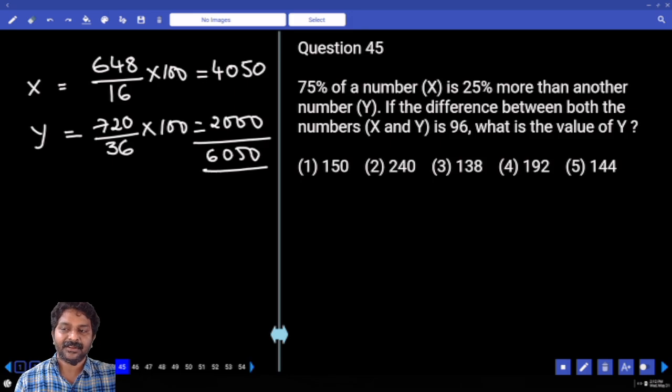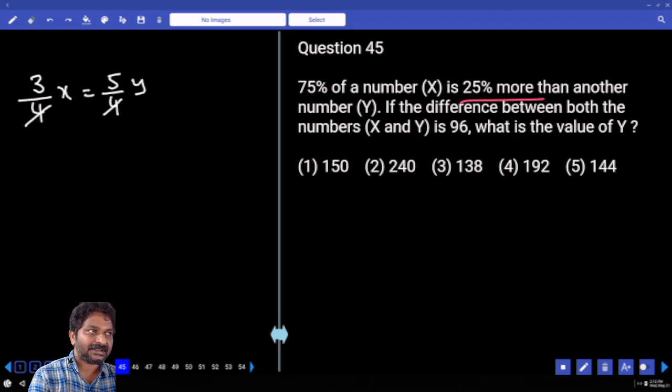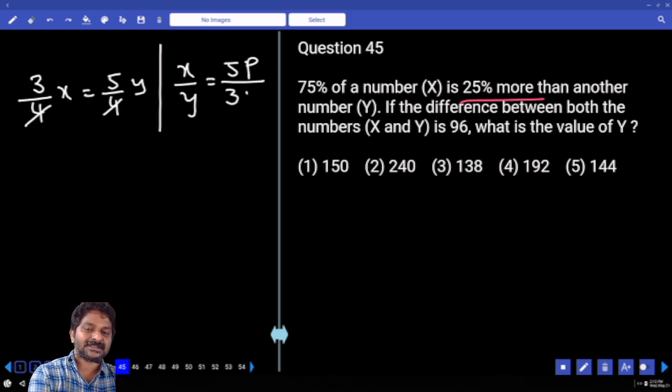75% of X is 25% more than another number Y. If it is 25% more, what percent is it? 75%, I'll treat it as 3/4 of X is 5/4, 125% of Y. Denominators get cancelled. From this, X by Y is equal to 5/3. That means we can say X is equal to 5 parts, Y is equal to 3 parts.